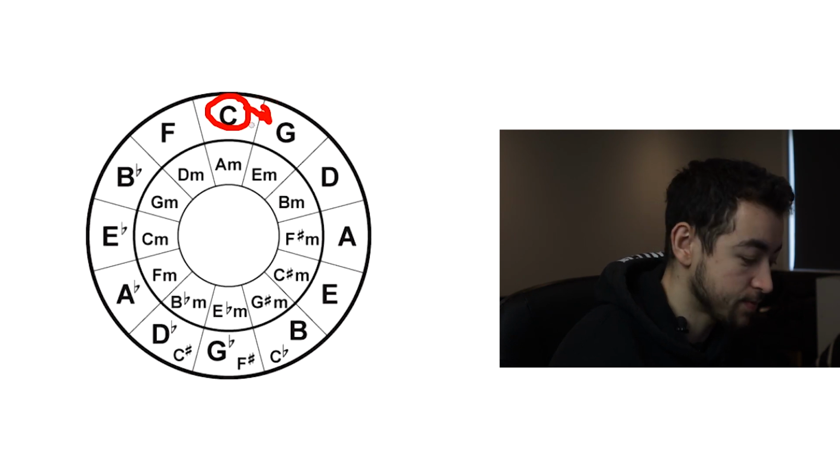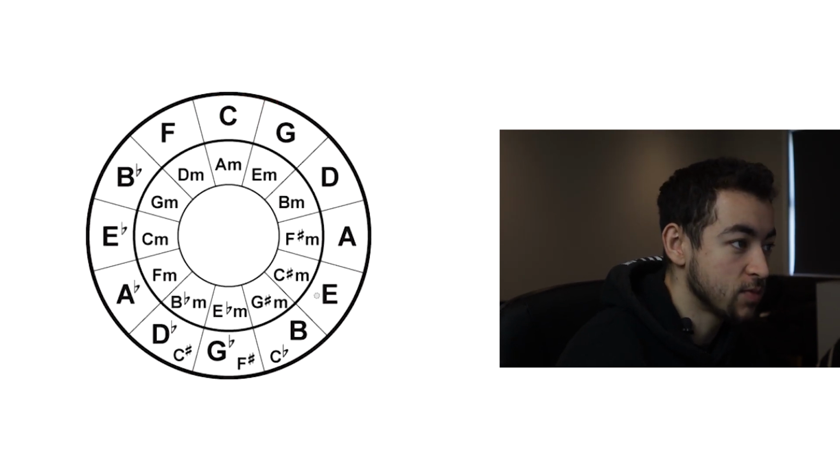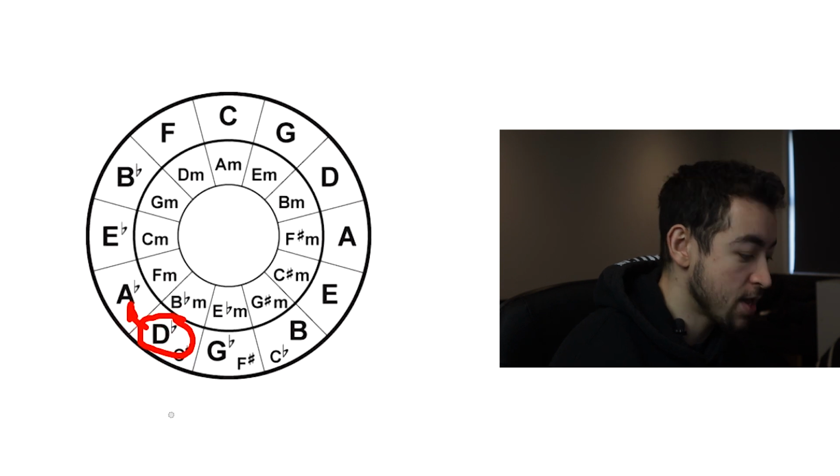it's G. And all you have to do is go clockwise. So if you want to know what the fifth in your D flat major or minor chord is, then you just go clockwise and it's A flat.